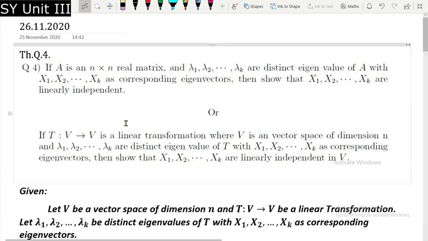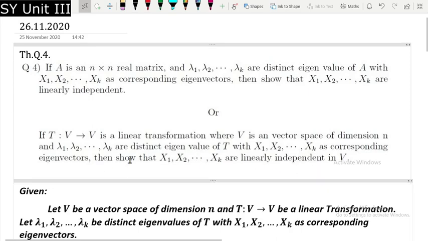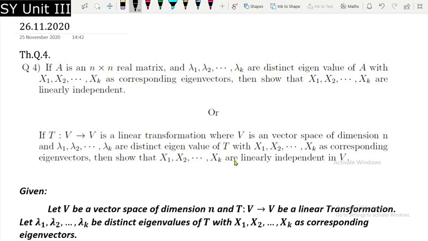See the question: if T from V to V is a linear transformation where V is a vector space of dimension n, and lambda 1, lambda 2 up to lambda k are distinct eigenvalues of T with x1, x2 up to xk as corresponding eigenvectors, then these x1, x2, xk are linearly independent in V. So this distinct eigenvalue word is important. The result is saying that eigenvectors corresponding to distinct eigenvalues are always linearly independent.